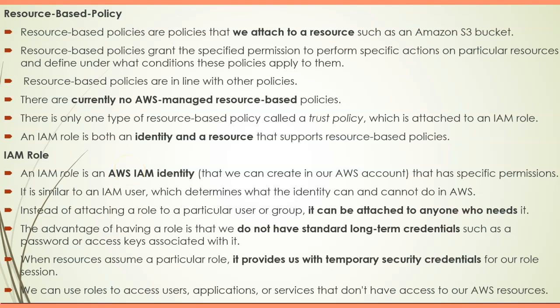If you haven't watched the IAM role videos, I have explained it in more detail there. I'm just rephrasing here what IAM roles are. An IAM role is an IAM identity, exactly the same as a user identity. So a role is an identity, not a resource in AWS, that has specific permissions. It is similar to an IAM user, which determines what the identity can and cannot do in AWS. So instead of attaching a policy to a particular user or group, it's a good idea to attach it to a role that anyone who needs it can assume.